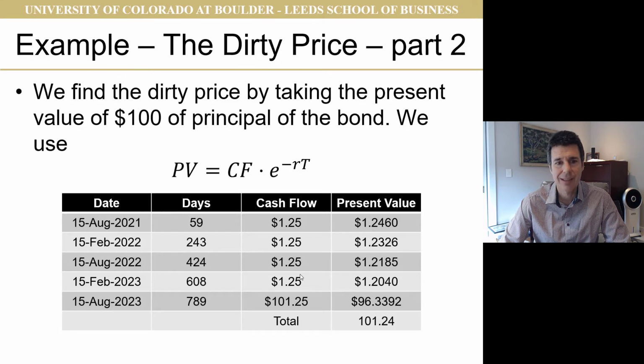There's another cash flow of $1.25 on the 15th of February 2022. Do the same thing. Another cash flow of $1.25, same thing. We go through until the maturity date of the bond, 15th of August 2023. We get the coupon, $1.25, plus the principal, 100, so we get back $101.25. Again, we look up the rate from the previous table, take the $101.25, multiply by e to the minus r, 789 over 365 is the time, we get 96.3392. Add them all up, we have a price of $101.24. That's the dirty price. That's what we would pay for all of those cash flows.